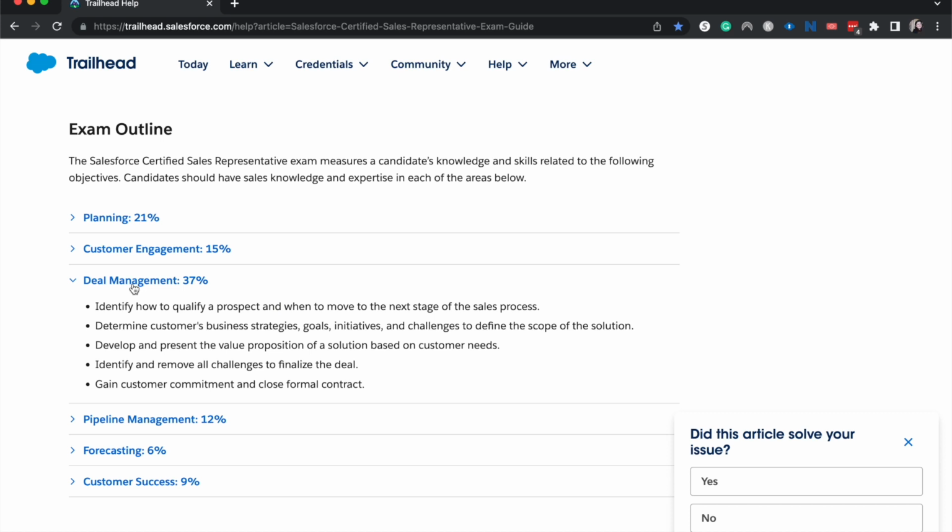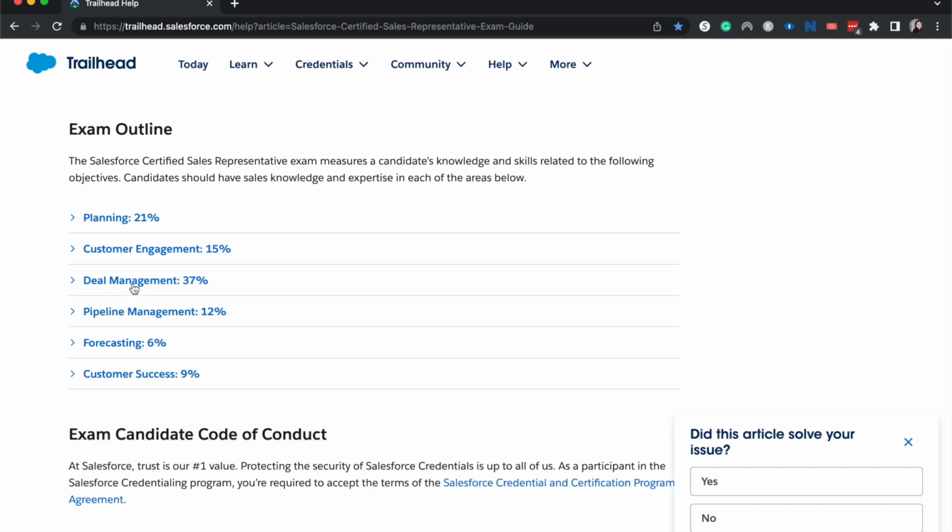And then finally, you're going to talk about customer commitment and closing a formal contract. There's going to be a couple of different types of contracts that you may come across, like a master service agreement, that kind of thing that you'll want to understand. And that is deal management at 37%. That's definitely the biggest section. It has a lot of structured meat to it as far as that one goes, rather where the other sections are going to be a little bit more softer skills.